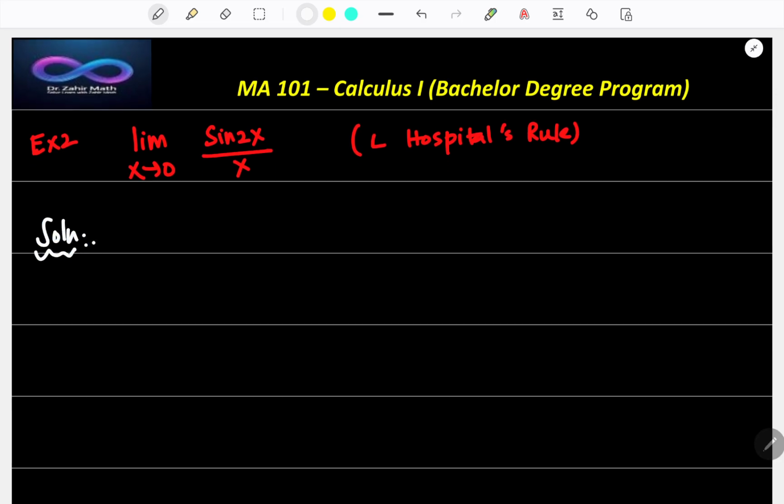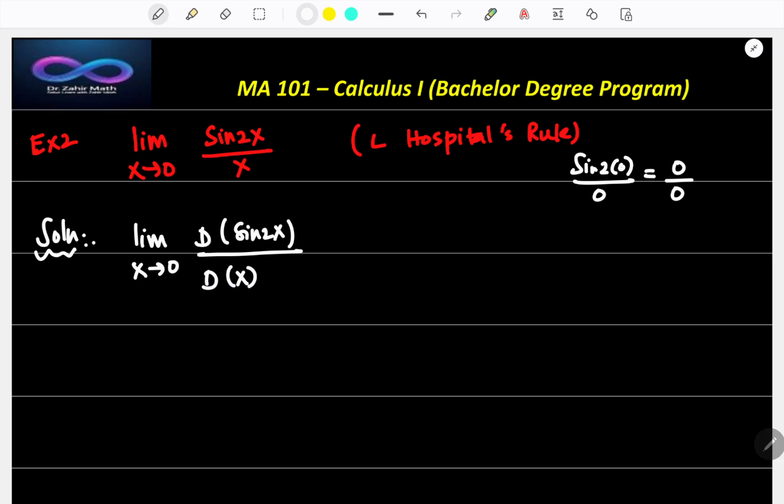Yes. Now what we are going to do? We are going to put x is equal to 0. Sine 2 times 0 divided by 0. Sine 0 is 0 divided by 0. So we are getting 0 by 0 indeterminate forms. Right. So what the rule says? Limit x tends to 0. Differentiate sine 2x divided by differentiate x.